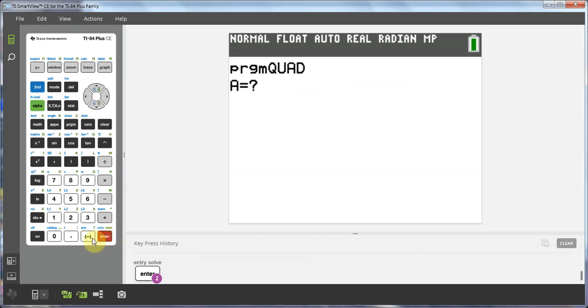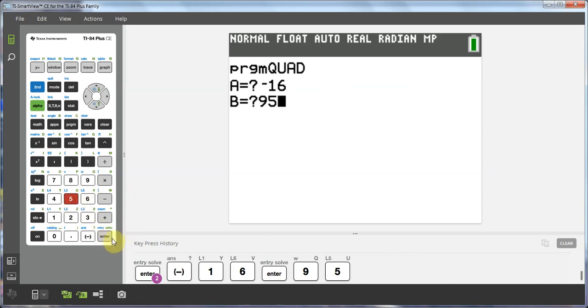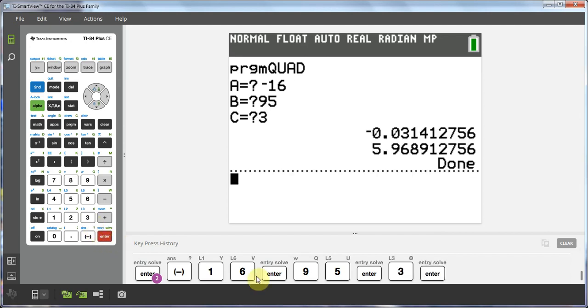Now let's try some numbers. A is negative 16. B here would be 95. And these are just numbers that I'm picking here to test it out. And then 3 would be C. Okay. So we get these two numbers, negative 0.0314 and 5.9689. These are the x-intercepts.